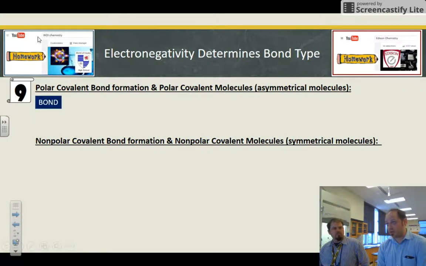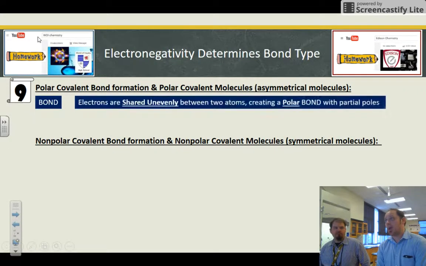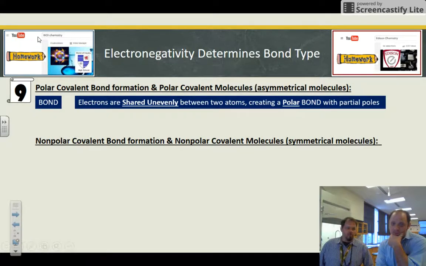Polar bond, on the other hand, applies to bonds and molecules, because your bond within a molecule could be polar or nonpolar. And then the molecule itself could be polar or nonpolar. So there's two layers. Let's do just the bond first. A polar covalent bond is where electrons are shared unevenly between two atoms, creating a polar bond within the molecule.